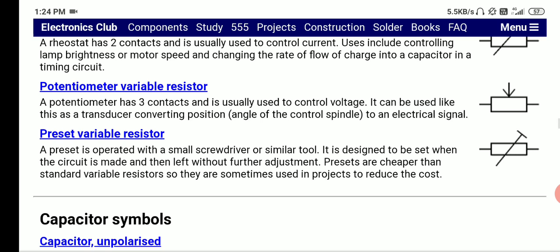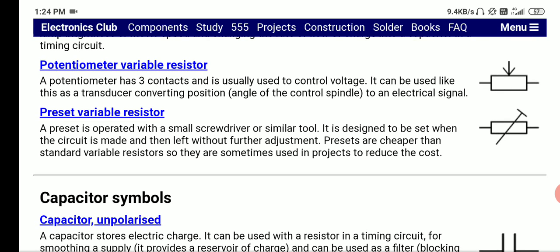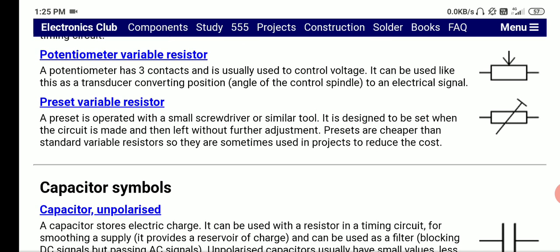So another is the potentiometer, a variable resistor. You also must have heard and learned about the potentiometer variable resistor if you have given a little eye on your physics topics. That is also in your experiments, right? A potentiometer has three contacts. One is connected to the wiper.